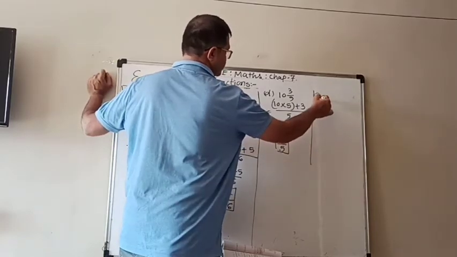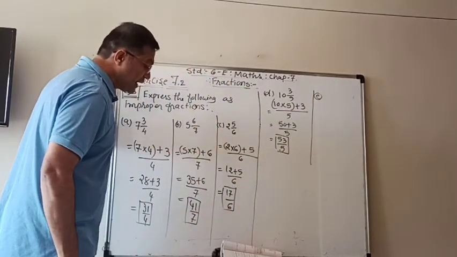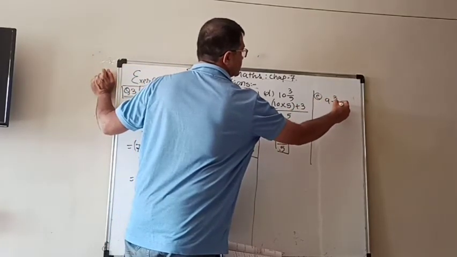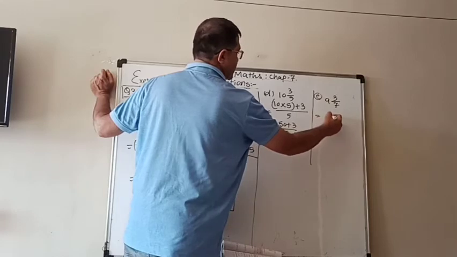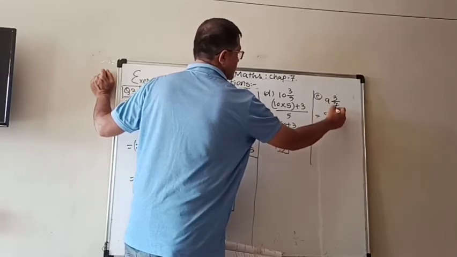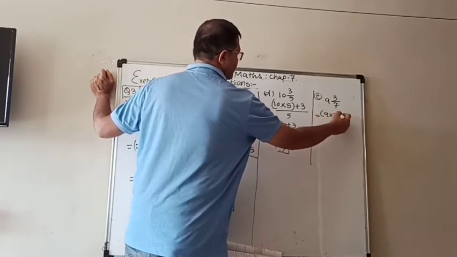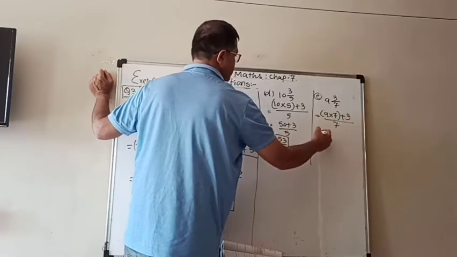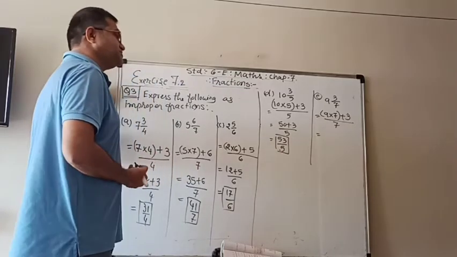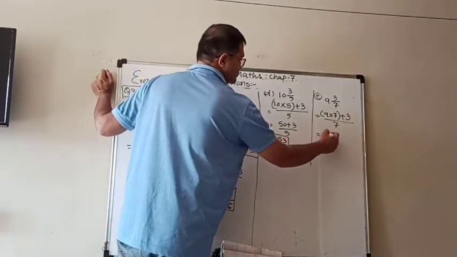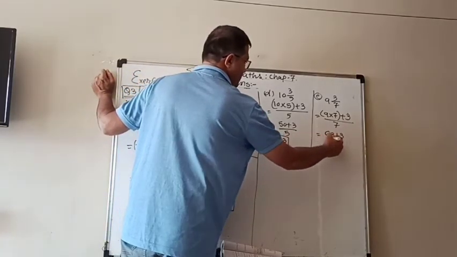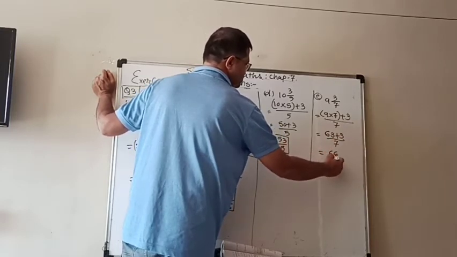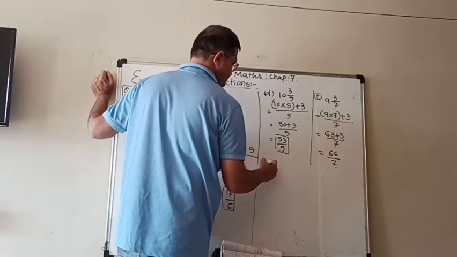Then the E. 9 integer 3 upon 7. So whole is 9 multiplied by denominator plus numerator upon 7 denominator. So 9 7s are 63 plus 3 upon 7, that is 66 upon 7.